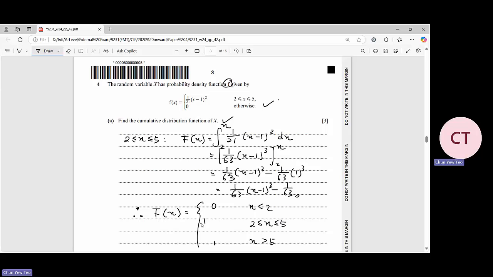So it will be 1 over 63 times (x minus 1) cubed minus 1 over 63. So done. This will be the answer for part A. Now we move on.